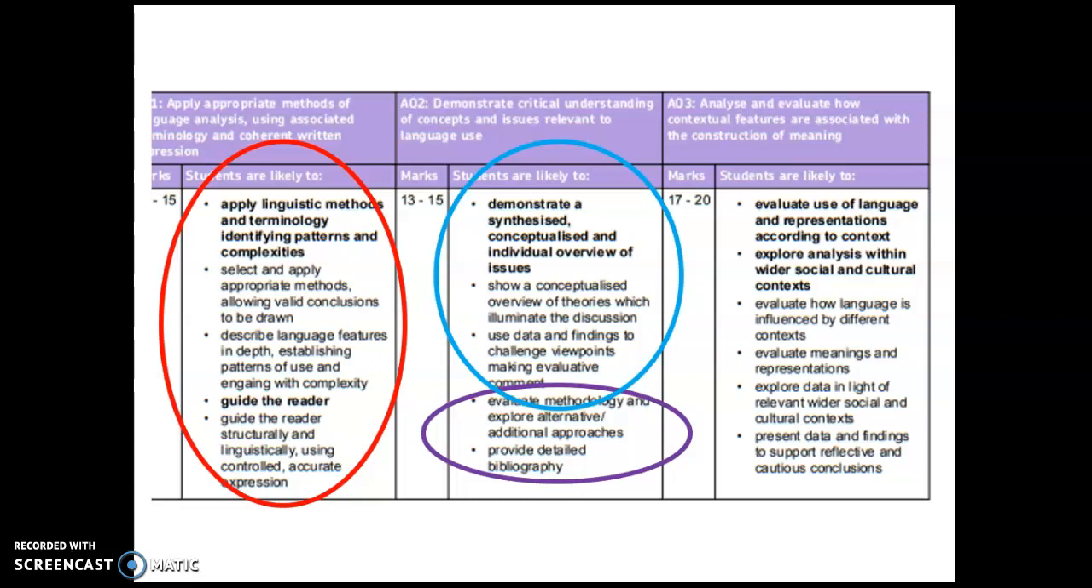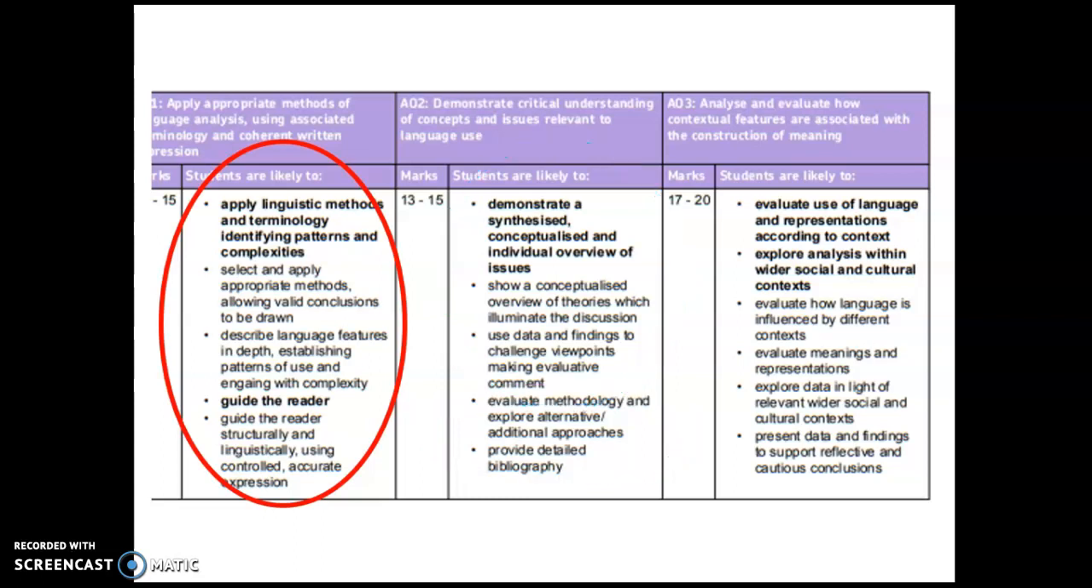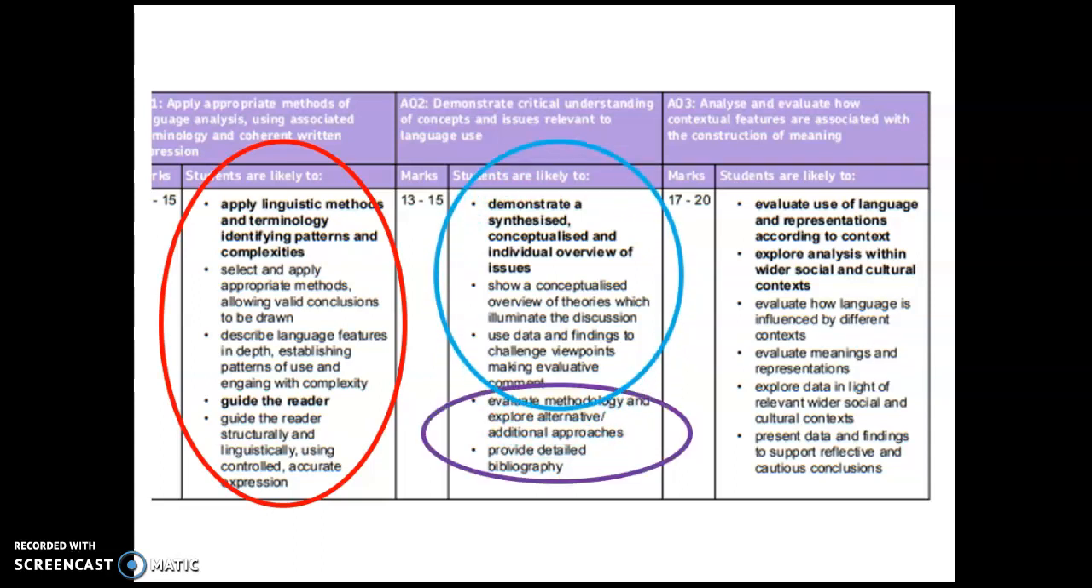Right, 15 marks for AO1 in the red, 15 marks for AO2 there in the blue and the purple, 20 marks for context. Okay, the top one's on context. Evaluate use of language and representations according to context. Explore analysis within wider and social context. It's what you'd expect, isn't it, your background?